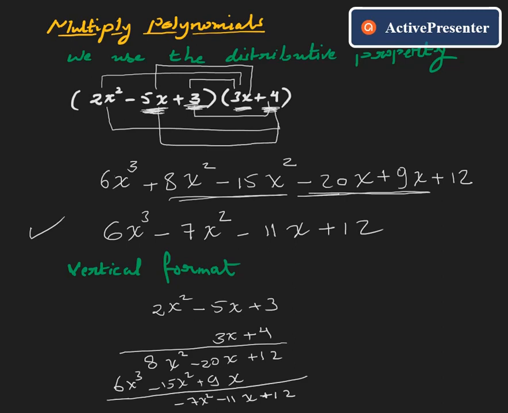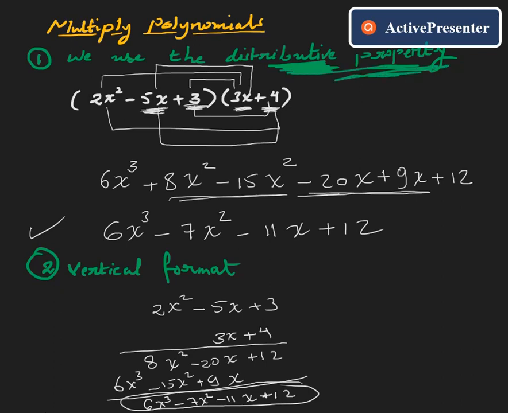6x cubed will remain the same. This is our final answer. So either way you choose, whether you choose the distributive property or the vertical method, for me, from now on I will use the distributive property since it is easy to implement.